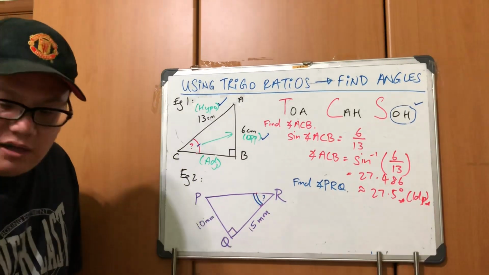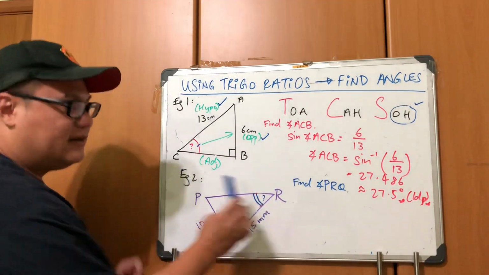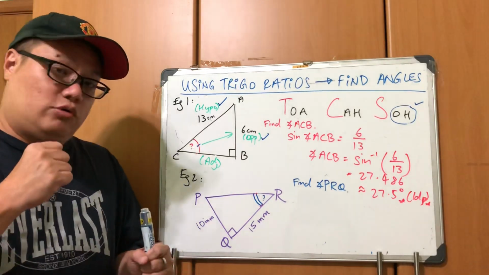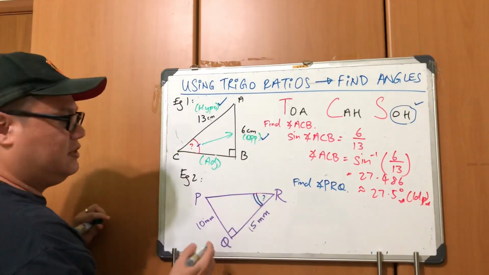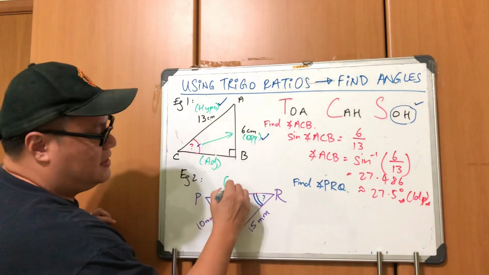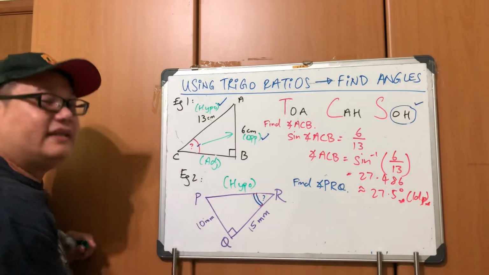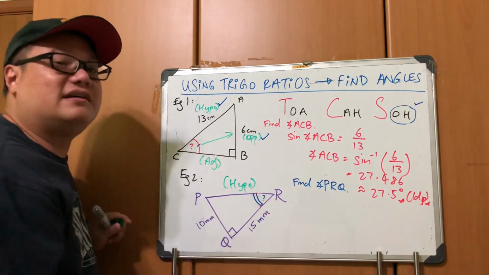So angle PRQ, let's take a look. Angle PRQ means you want to find this angle, right? So always remember from the start, label the triangle first. Always label the hypo first. So this is the hypo. How do you know, Mr. Ng? It's the length that's opposite the 90 degree. It's also the longest length of a right angle triangle.